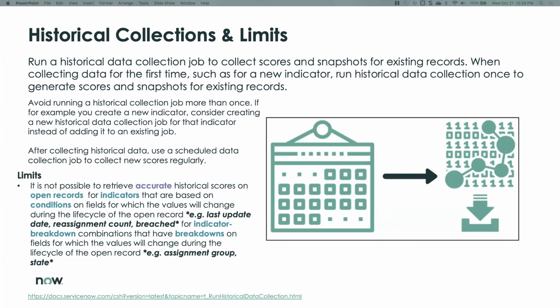So last updated, the reassignment count breached for indicator breakdown combinations that have breakdowns on fields of which the values will change during the life cycle of the open record. So all of that information can change. That's really a limit to what the historical jobs do, because they're looking for very specific values. So make sure that you know when you're running a historical job collection. Again, it's an on-demand thing. Don't make it a daily thing.